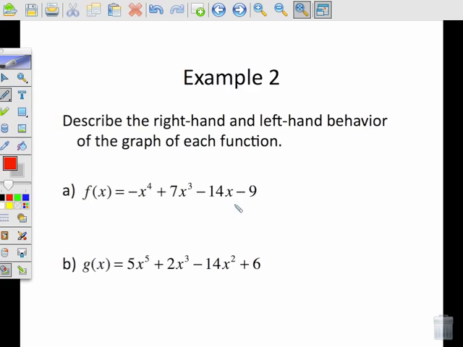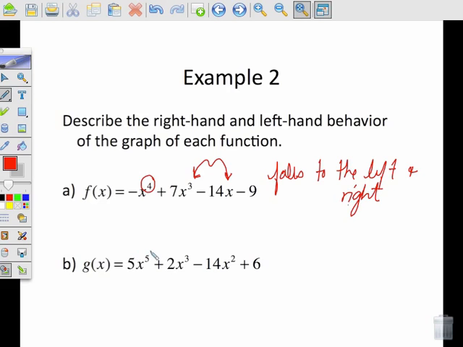All right, here's a few examples. What we're going to do is describe the end behavior, the right hand and the left hand behaviors. All right, we've got a power of 4. There's my degree, so it's even, and the coefficient is negative. Maybe what you want to do is know that it opens down. Since it's even, the arrows are in the same direction, so to describe this, you would say it falls to the left and right.